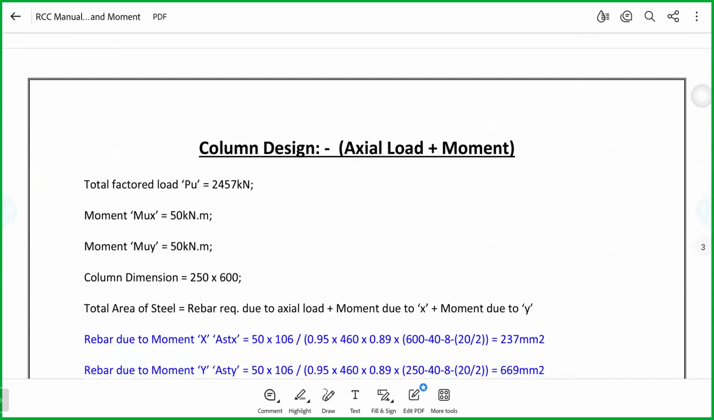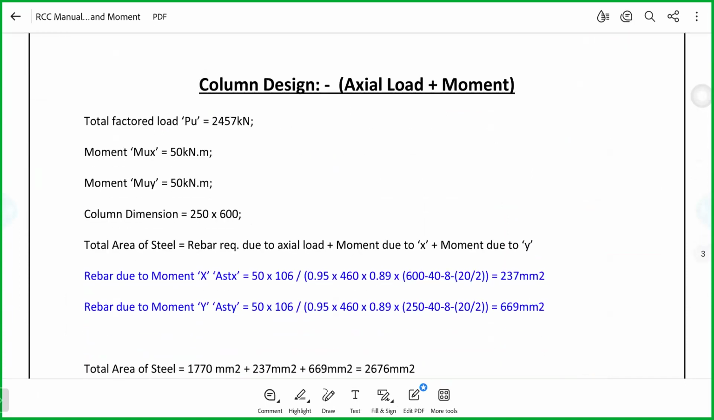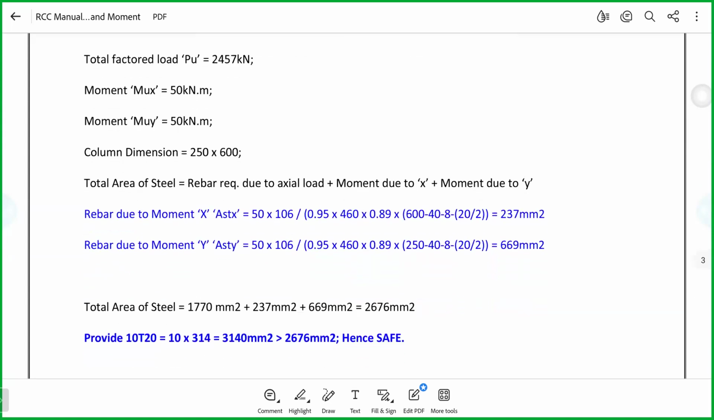This is axial load plus moment. Same axial load, I'm not going to change it: 2457 kN, the one which we calculated. Since I don't have the moment, we are assuming it. Let's assume the moment is 50 kN·m, 50 kN·m. The biaxial moment is very critical. MUX 50, MUY 50. Column dimension, remember, 250 by 600, the one which we calculated.